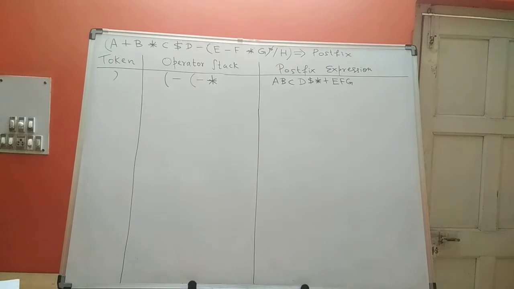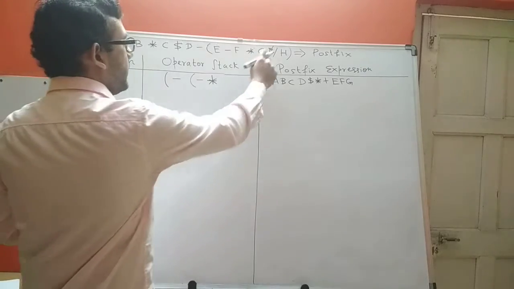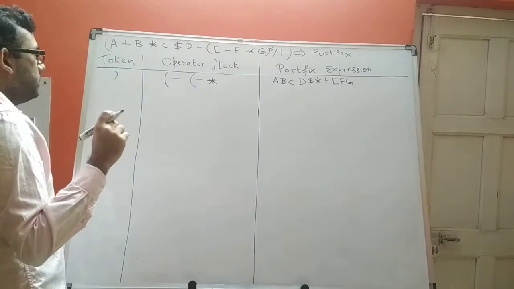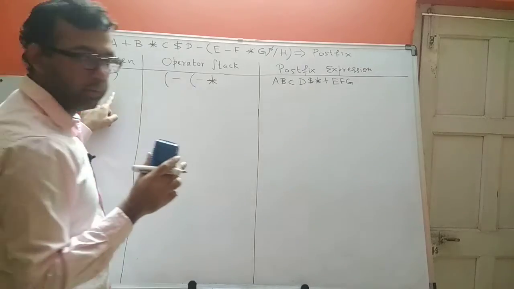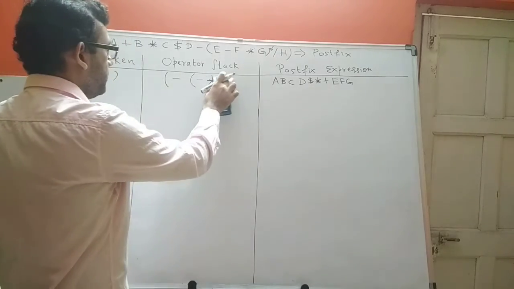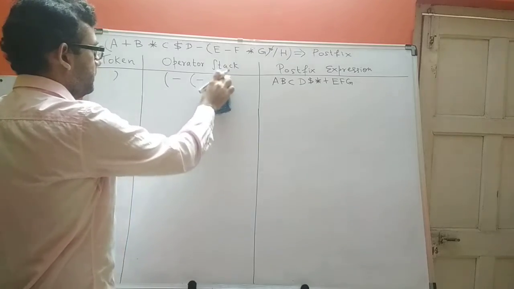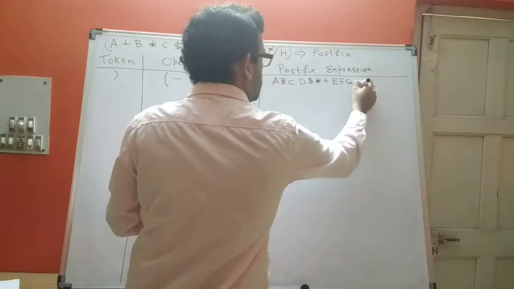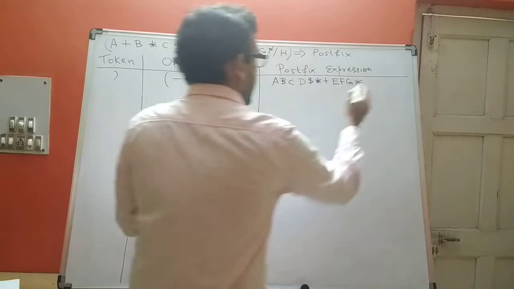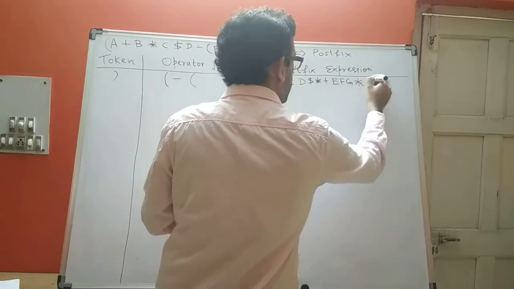Okay, continuing with our previous discussion. So now my current token is closing parentheses. Now observe this very carefully. The moment I encounter a closing parentheses, I'll keep popping from my stack. So I'll pop star and I'll add it to the output. I'll pop minus and I'll add it to the output.